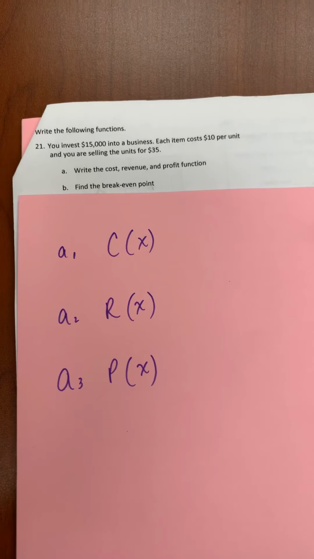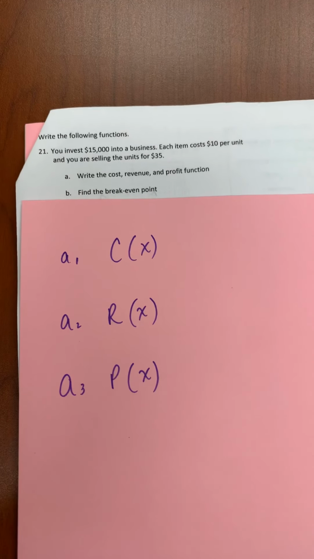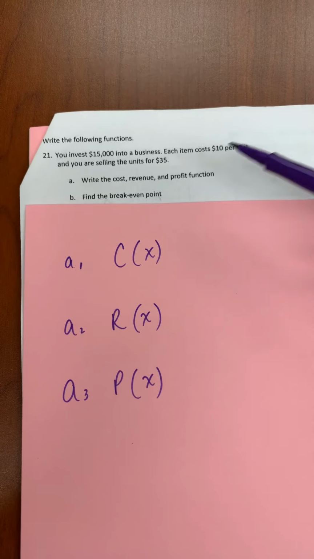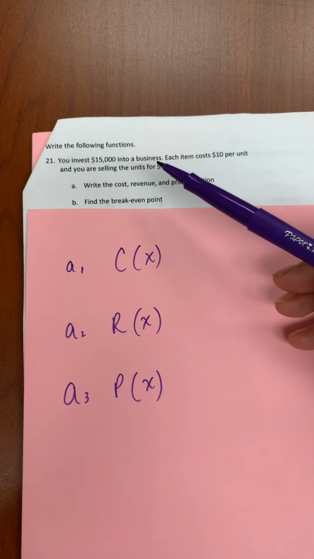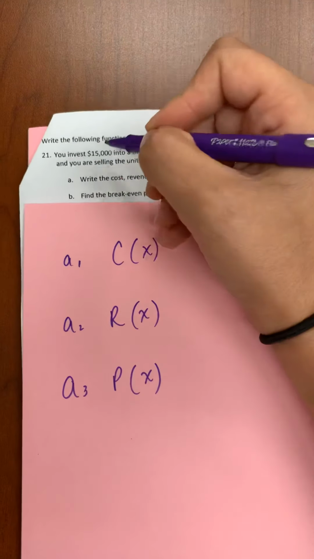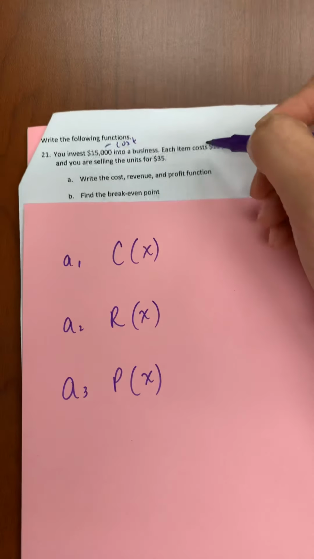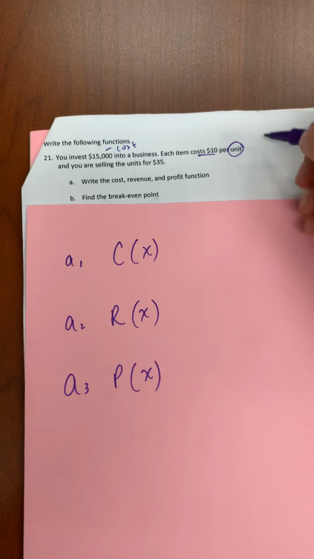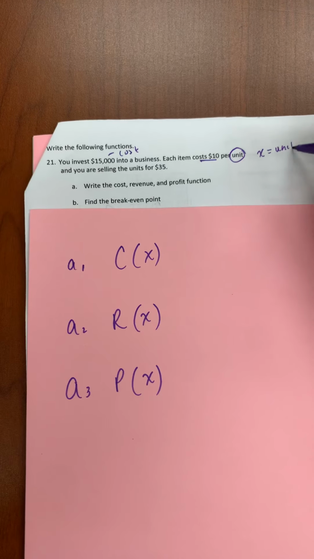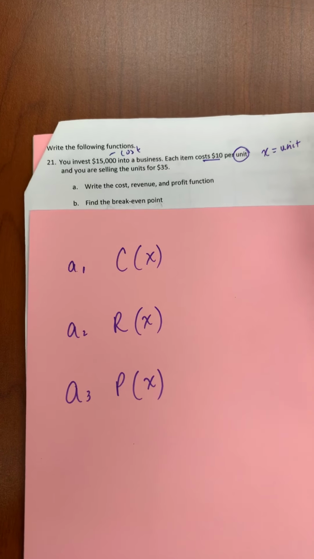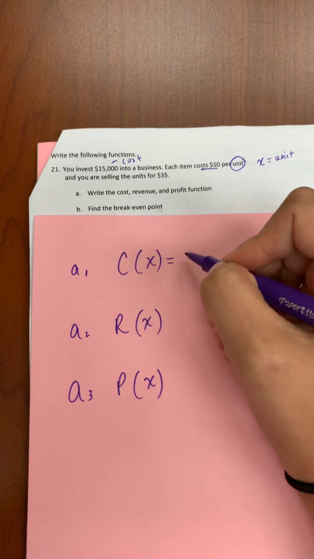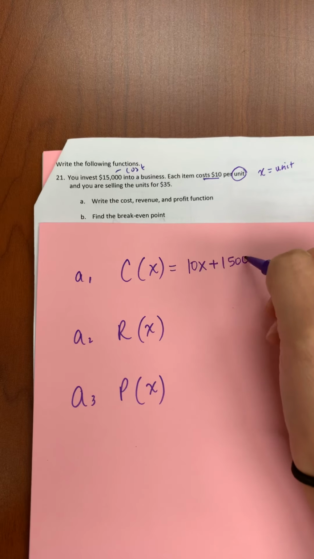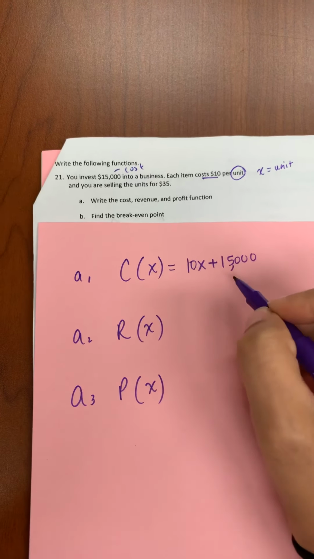So let's go ahead and get started on cost. Essentially, cost is all of the amount that it's going to cost you to make an item, or items. And so this one is $15,000 you invest, and that is a form of cost. So investment is cost. And then this says it costs you $10 per unit to make. And so in this particular problem, x is going to stand for unit. How many units? So when we're looking for the cost, you have to say, okay, it's $10 per unit plus the $15,000 that I invested. And so this is my cost function.